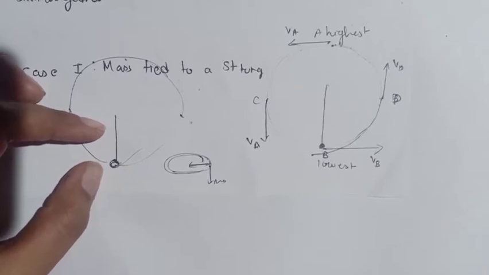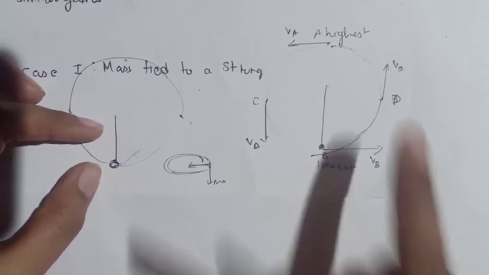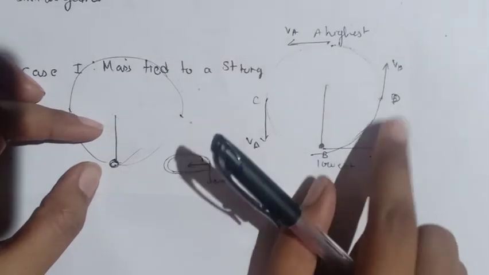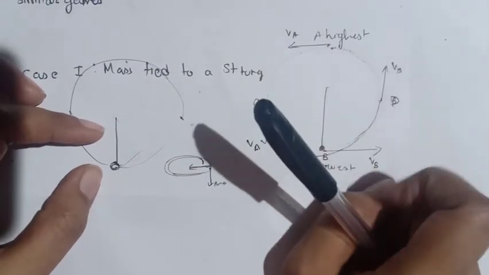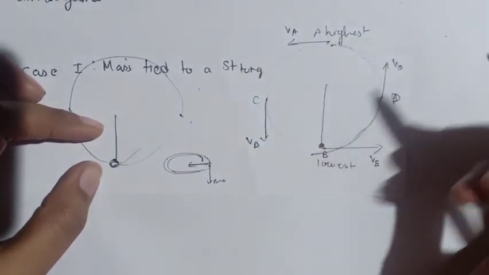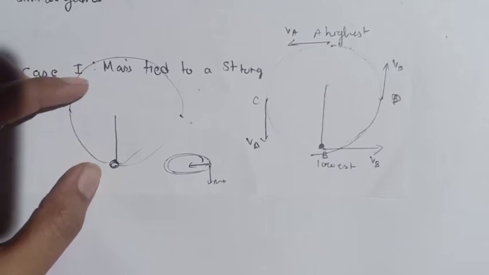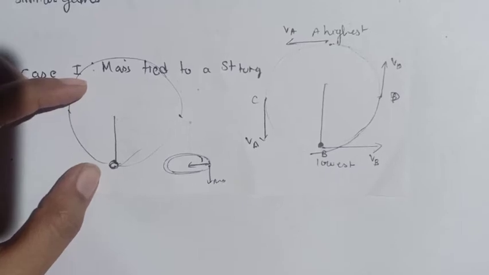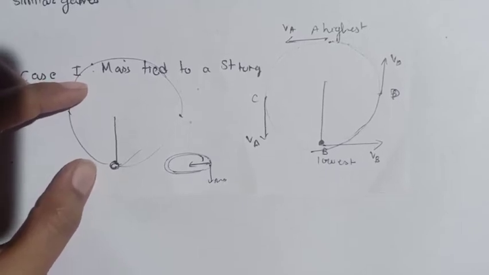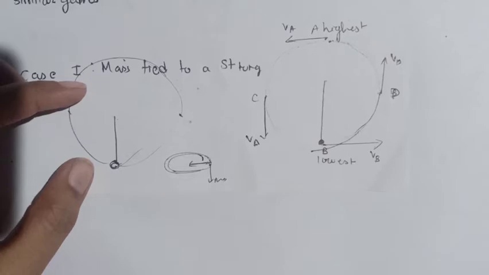That's why it is constant. This motion of the body is uniform. But when a body is in vertical circular motion, the weight of the body is parallel to the centrifugal force. Thus, the resultant force is the sum of weight mg and centrifugal force. Thus, the motion of a body is in non-uniform circular motion.